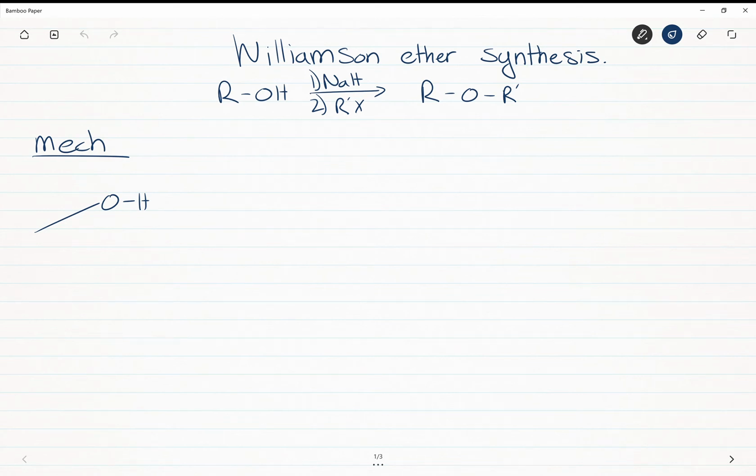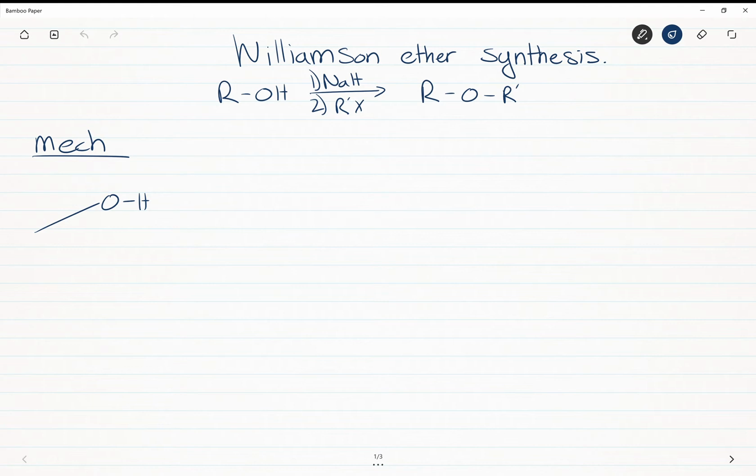A Williamson ether synthesis is a way you could convert an alcohol into an ether. To begin this reaction, you need a strong enough base that will deprotonate the alcohol that you are using. In this case, if it's a general alcohol, you will need sodium hydride to deprotonate it. Sodium hydroxide is not strong enough to perform this reaction.